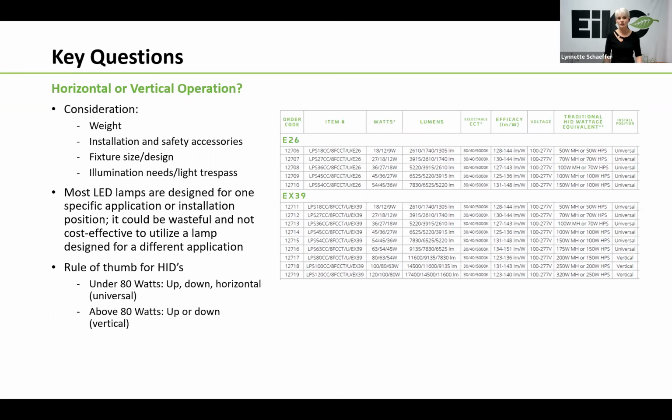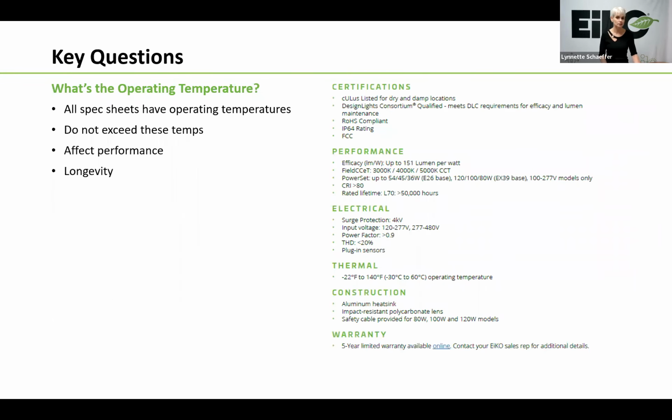The lamp tends to get a little heavy at that point. And you can always refer to the spec sheet. It will tell you whether or not the lamp is recommended for universal, horizontal, vertical illumination. Now, all spec sheets have operating temperatures, and it's usually found on the first page under thermal.